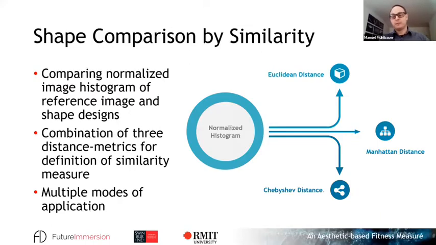The shape comparison by similarity measure worked by comparing normalized image histogram of the reference image with the already mentioned screenshots of the shape designs. The combination of the three different distance metrics defined a similarity measure with more features than just using one of those distance values. And I already mentioned that there are multiple modes of applying this similarity measure inside the computational design system.